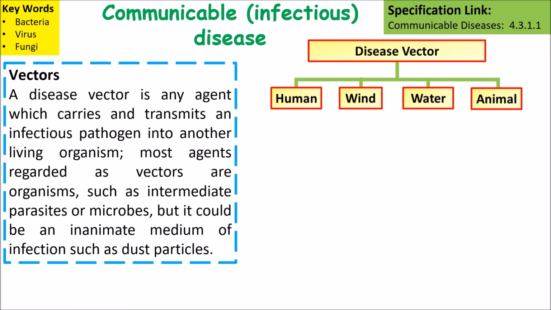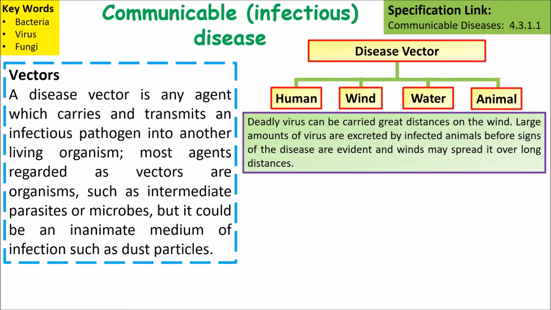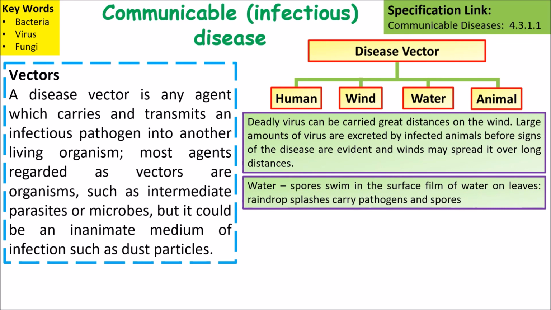Most agents regarded as vectors are organisms such as intermediate parasites or microbes, but could also be inanimate, such as dust particles. Deadly viruses can be carried great distances on the wind: large amounts of viruses are excreted by infected animals before the signs of the disease are evident, and the winds may spread this over long distances. Spores swim in the surface film of the water on leaves, so raindrops can splash on them and spread the pathogens in that way.